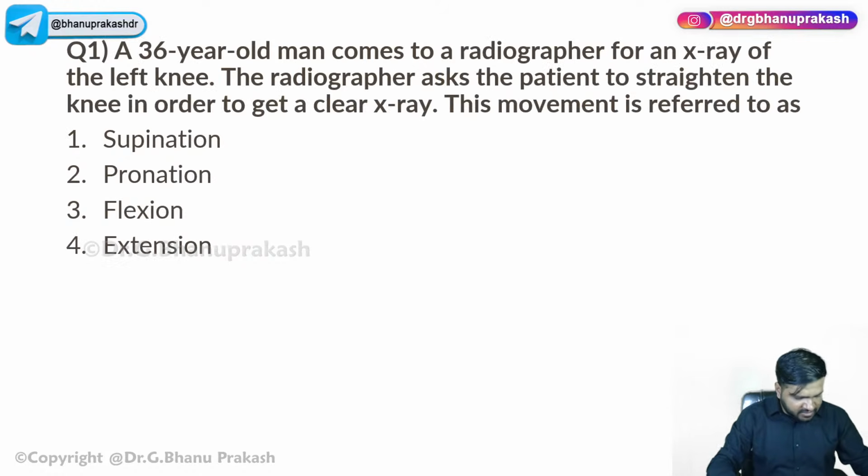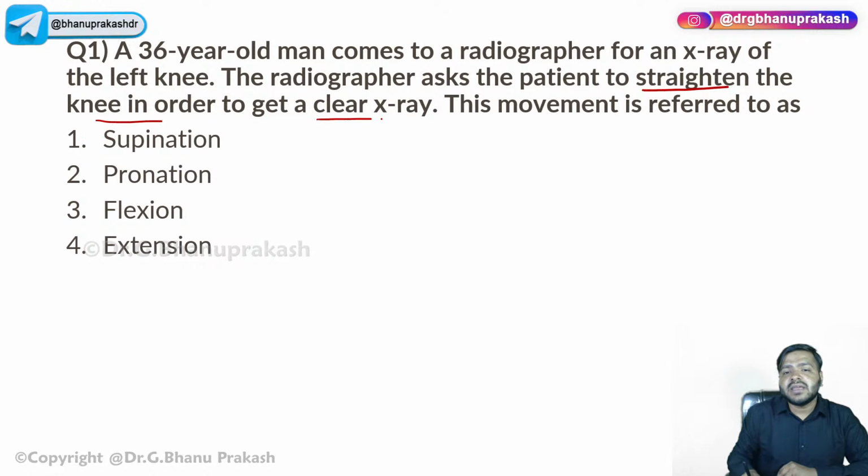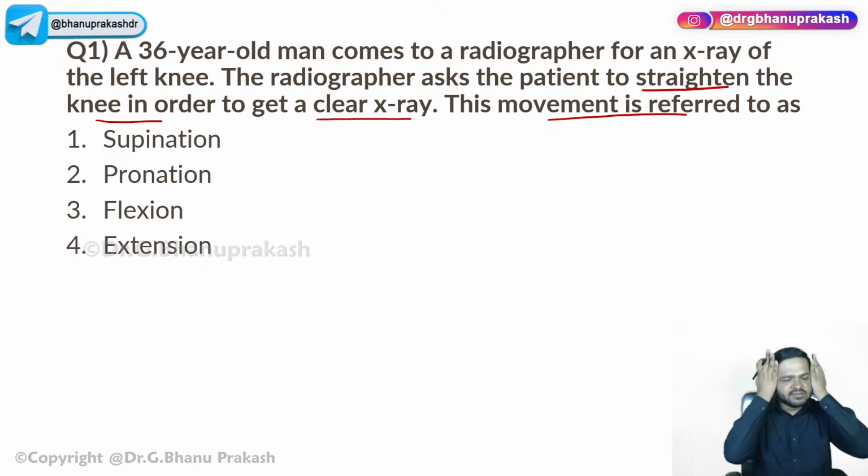Now, you guys are going to answer this question. This is a clinical question, guys. Now, quickly revise with me. A 36-year-old man comes to a radiographer for an X-ray of the left knee. The radiographer asks the patient to straighten the knee in order to get a clear X-ray. The movement is referred to as supination, pronation, flexion, or extension? Tell me which is the right answer, guys.